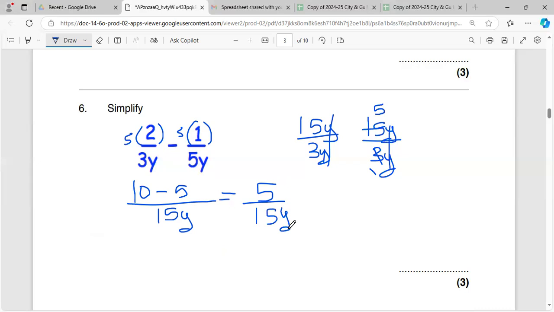So guys, earlier I was saying something about simplifying. Now this one can be simplified because there is a number that can go into 5 and the same number can go into 15. What number is that? Which number can go into 5 and 15 without a remainder? All right, so we divide by 5, and that's our answer.